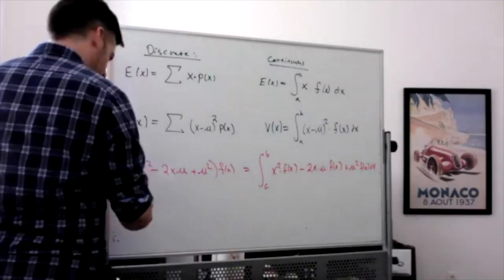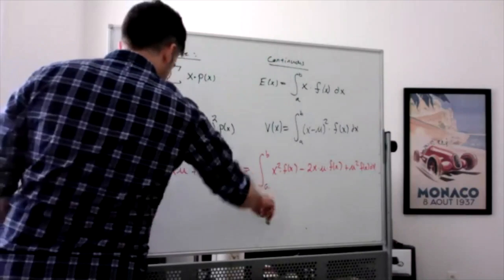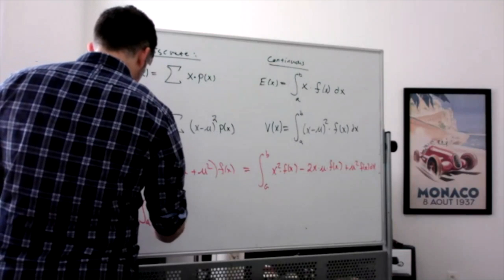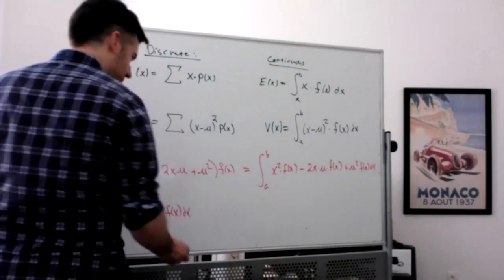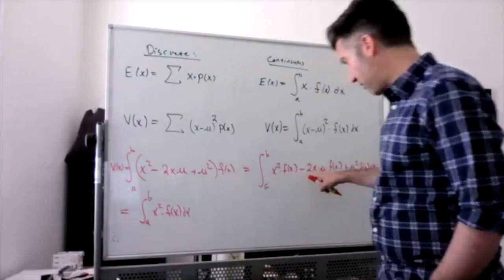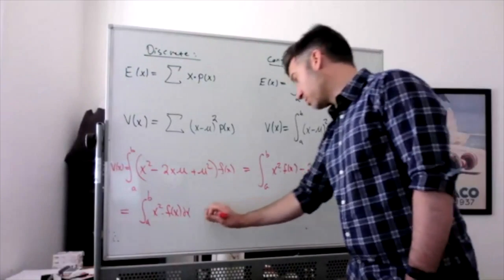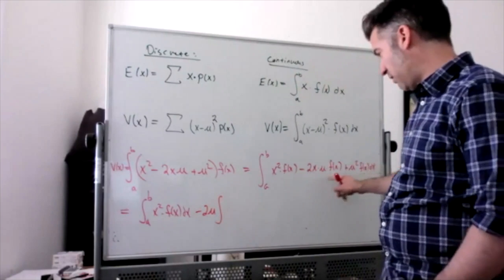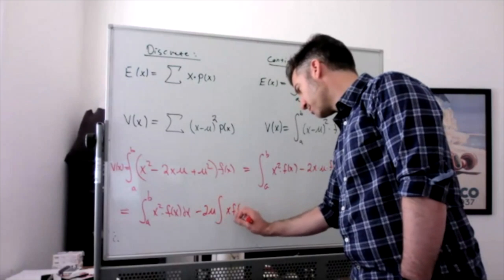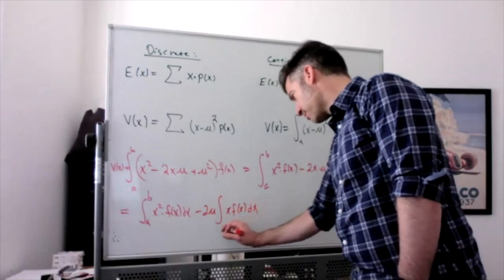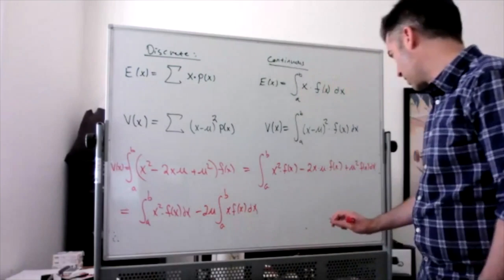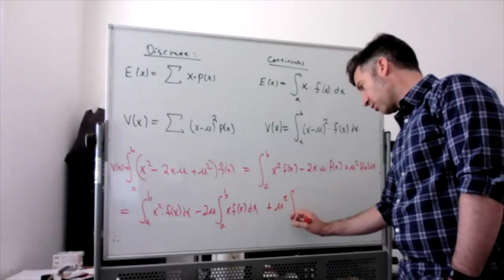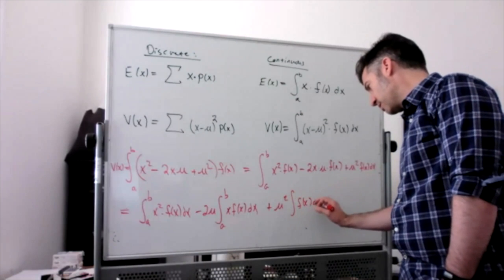So let me show you what we get. The first integral is the integral from a to b of x squared times f of x dx. The next piece, I'm going to factor out the minus 2 and the mu. So I'm going to get a minus 2 mu times the integral of x times f of x. And then we're going to get plus, I'm going to factor out a mu squared, the integral of f of x dx.